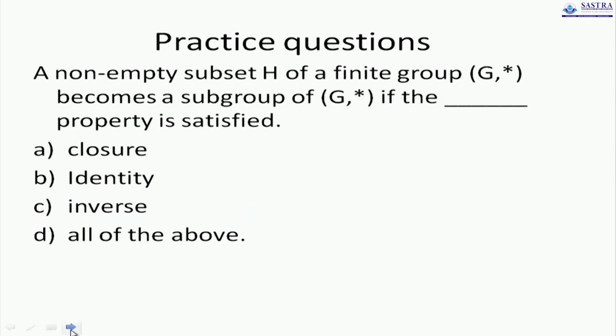Okay? A non-empty subset H of a finite group (G, star) becomes a subgroup of G if whatever is satisfied. We also learned this as a follow-up of what you call the one condition test. The one condition test, I recall, says that whenever A star B inverse belongs to H, H is a subgroup, but that is in general, that is not about finite groups. Here there is a restriction on your choice of G star which has to be finite.